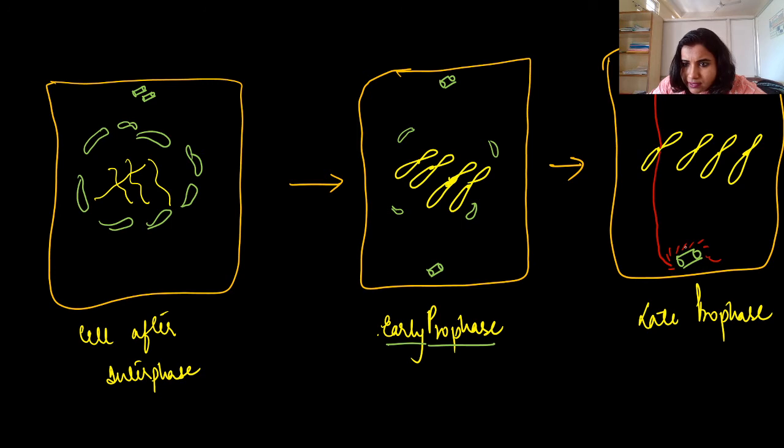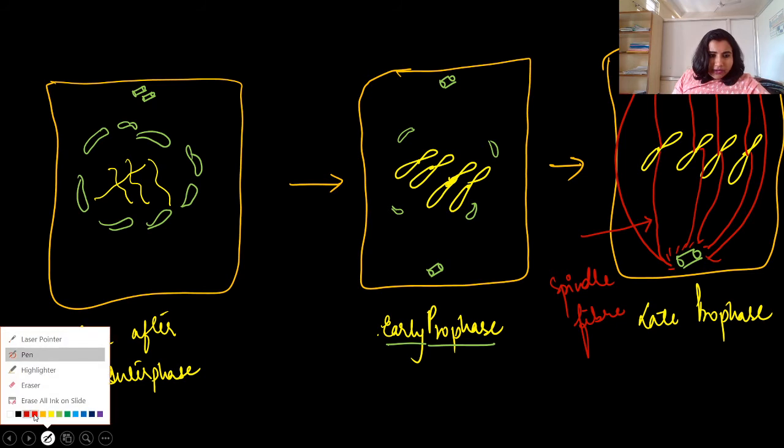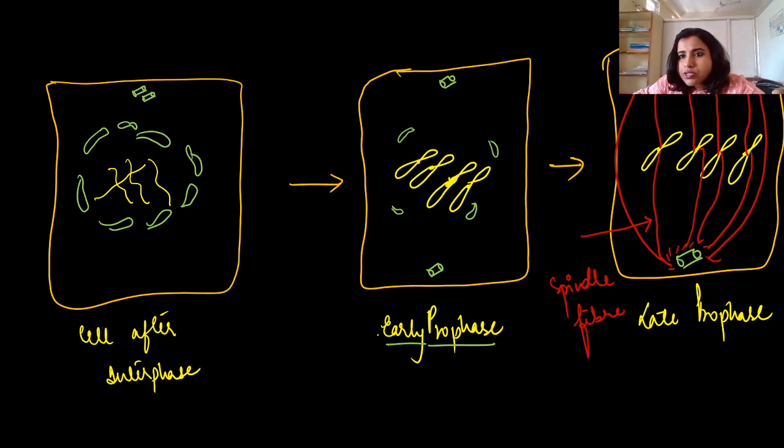These are formed by this centriole, right? These thin thread-like structures, we call spindle fiber, right? And you can see here these small structures, we call astral rays. We call it what? We call it astral rays.